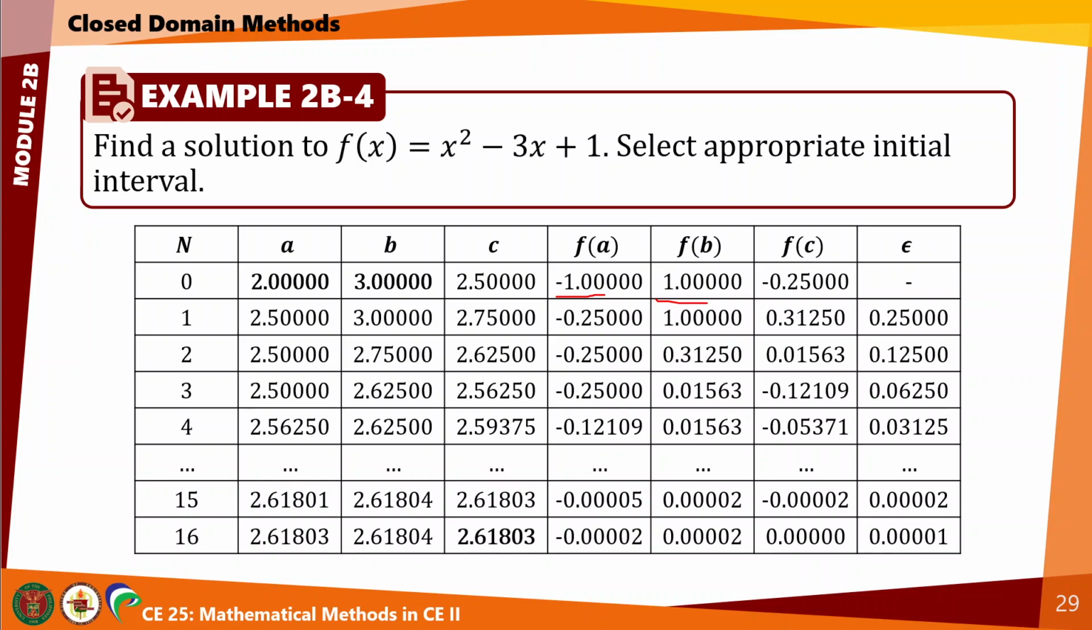And as you can see, negative and positive. So, ibig sabihin, valid ito na gawing initial interval. May root sa gitna ng 2 and 3. Okay? And then yung function value natin sa midpoint is negative. So, i-retain natin dito is yung positive value which is si B. Okay, so si B dito from 3, 3 pa rin. Pero yung previously 2 na value, papalitan natin na midpoint which is yung 2.5. Okay, so tas ito naman ngayon yung kukuha na natin ng midpoint, 2.75 siya.